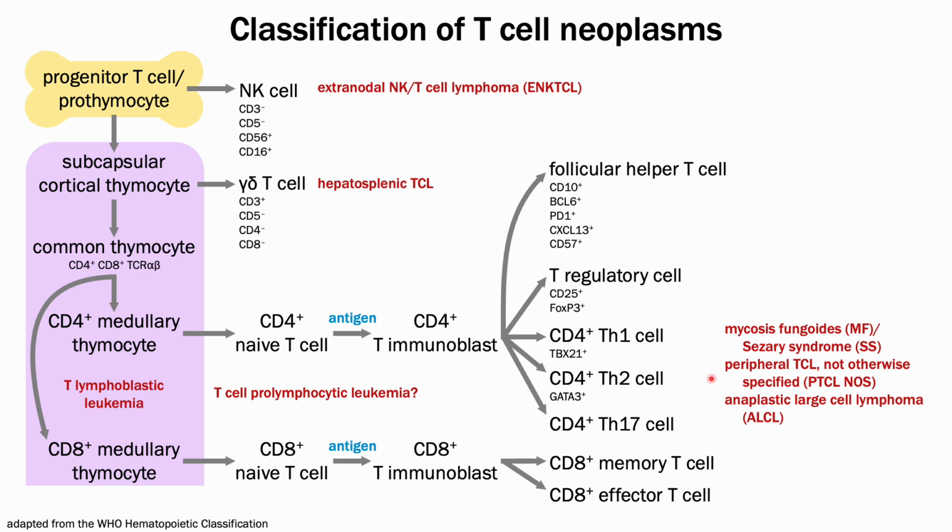Peripheral T-cell lymphoma, not otherwise specified, is kind of a wastebasket category where we throw in any CD4 positive T-cell lymphoma that doesn't fit in anywhere else. But in general, it has a fairly poor prognosis.